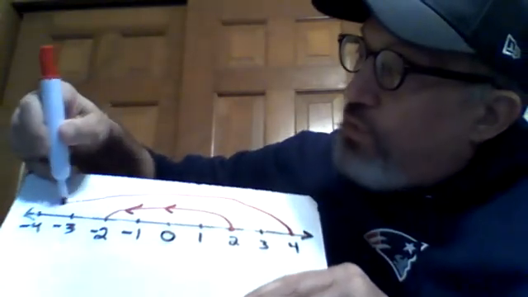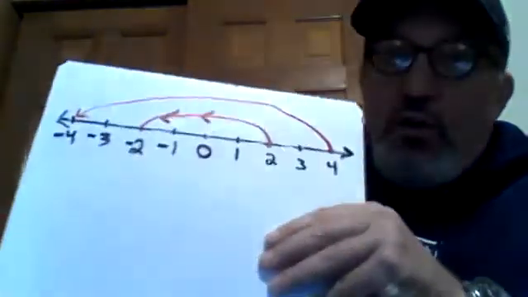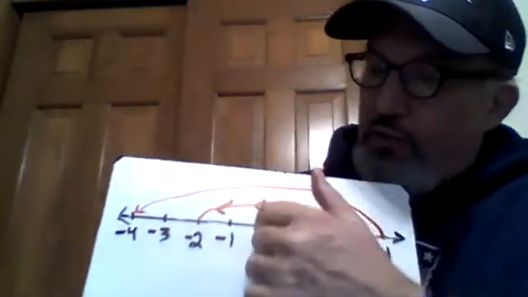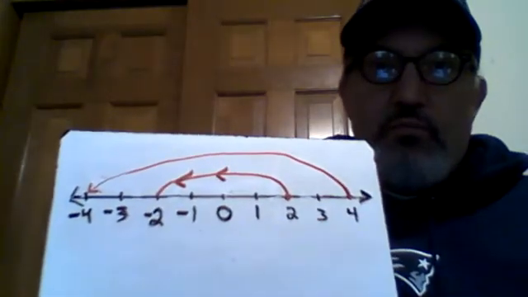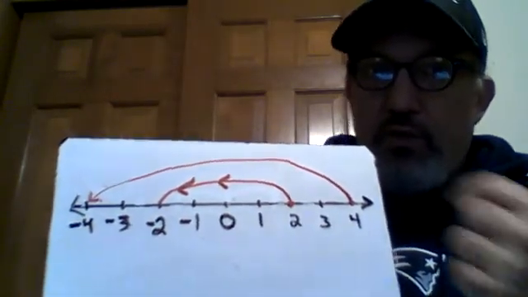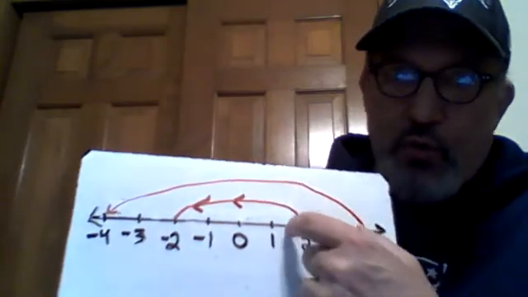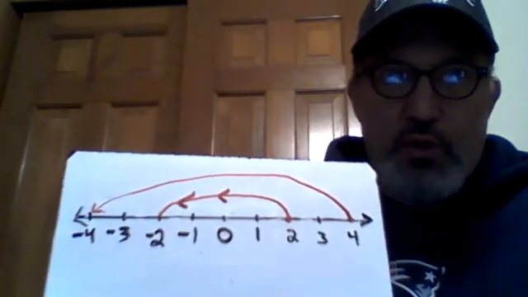-4 and 4 are opposites. They are the same distance from 0. So to reflect 4 across 0, I've gone 4 units to the left of 0. But do you see what's happened? The opposites of these two numbers, 2 and 4, have reversed position with each other.